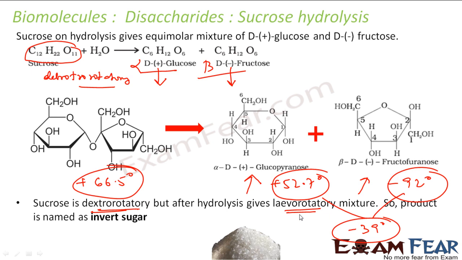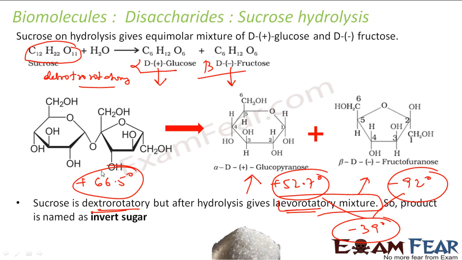The mixture is minus 39 degree. That is a laevorotatory mixture, because this is about the mixture. Individually, we talk about glucose and fructose. One is laevorotatory, one is dextrorotatory. But this fructose is much more laevorotatory. It is minus 92 degree, and this is only plus 52. So overall, if you add this mixture, this is minus 39 degree.